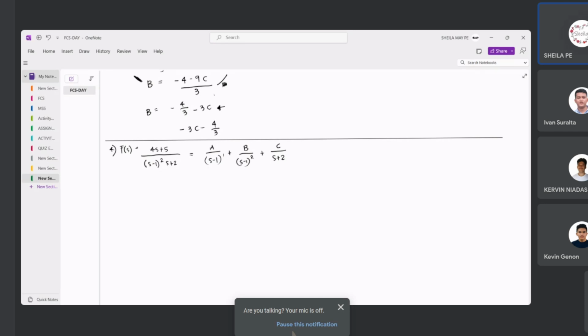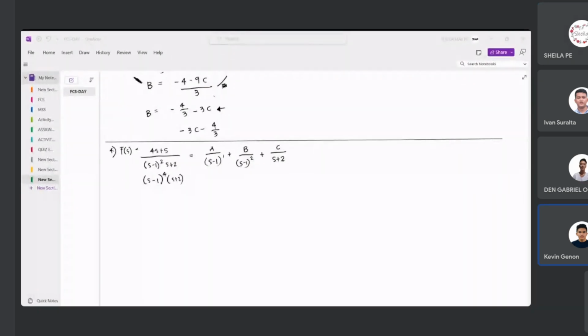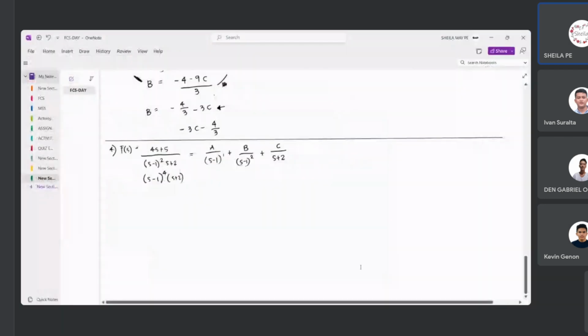If given, for example, s minus 1 raised to the power of 4, how many roots, how many factors do you have? Right, how many roots, class? Five, miss. Okay, basically you have 5. So that would be s minus 1 raised to the power of 1, s minus 1 raised to the power of 2, s minus 1 raised to the power of 3, s minus 1 raised to the power of 4, and s plus 2.